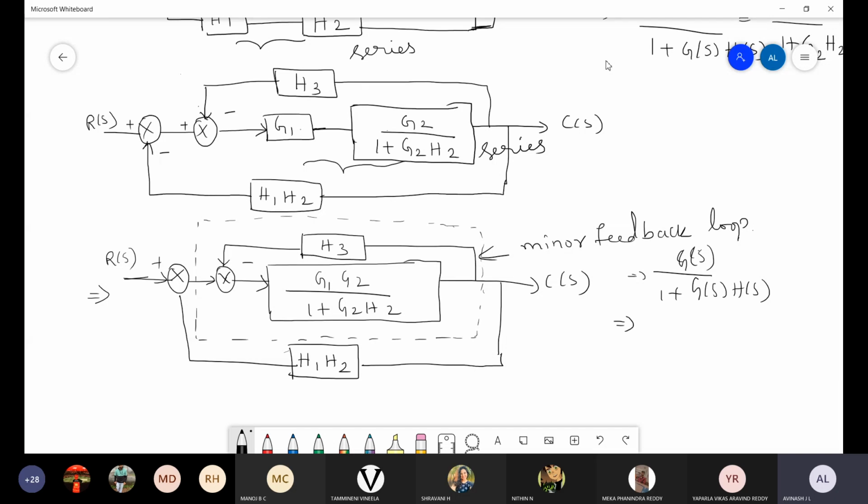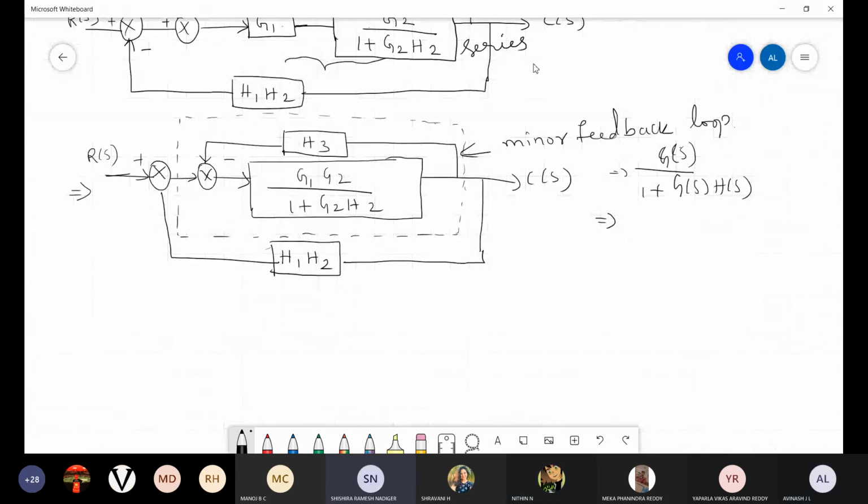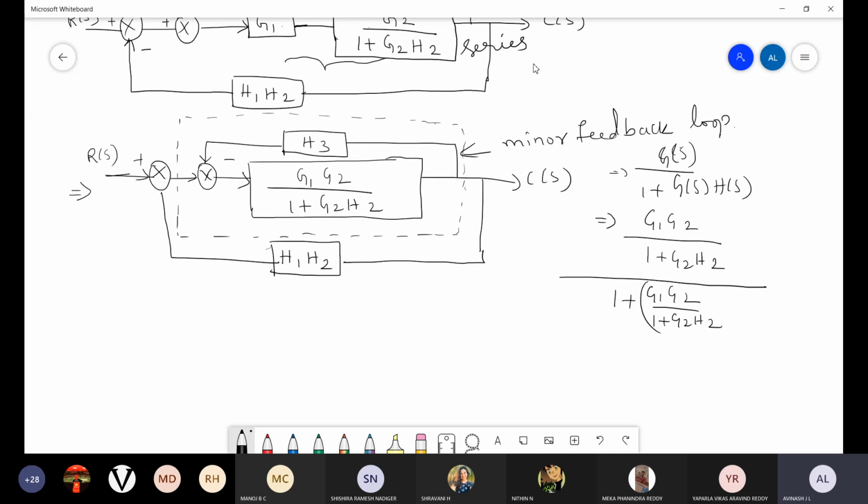So here what is the value of G of S? G1 G2 by 1 plus G2 H2. Correct. So I can say that G1 G2 divided by 1 plus G2 H2 is the G of S value, divided by the same thing, 1 plus G1 G2 divided by 1 plus G2 H2 into H3. Clear, into H3.